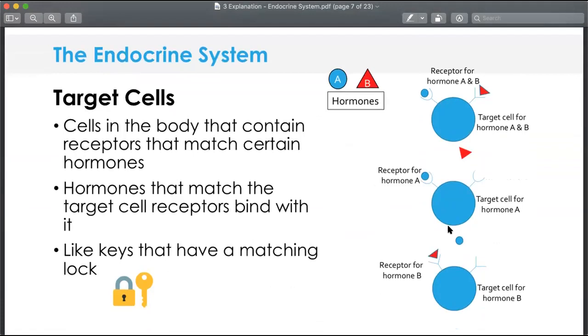So target cells, I talked about them a little bit ago. Let's talk about them a tiny bit more. They're the cells in our body that contain receptors that match certain hormones. So the target cell specifically goes out to that certain hormone. The hormone matches with the target cell and binds together like a key, okay, so it knows what to do.